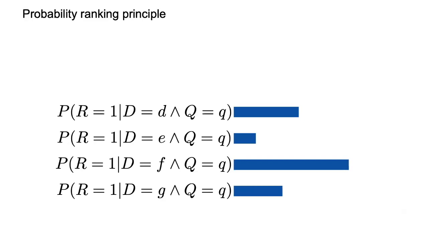So someone posted the formula: the probability of, I'm assuming this is a typo, the document being D.